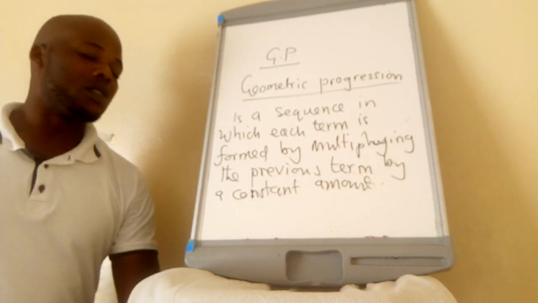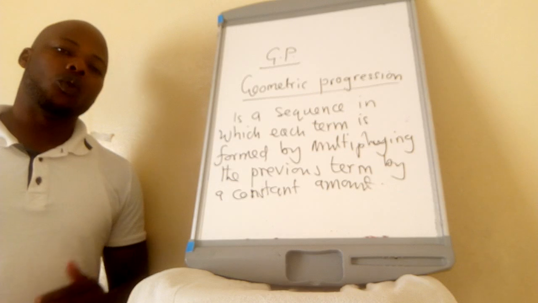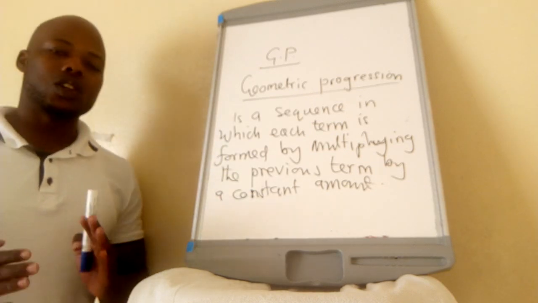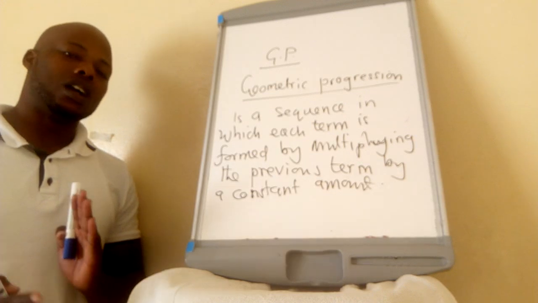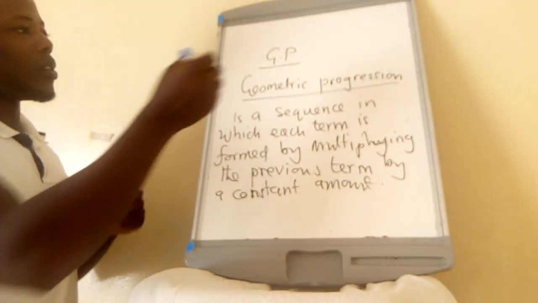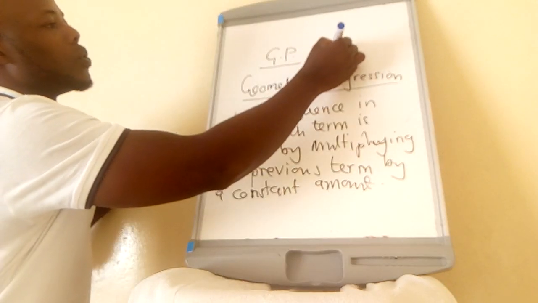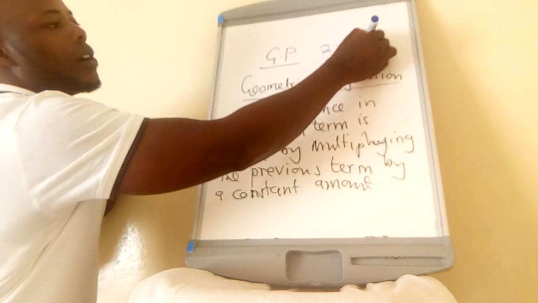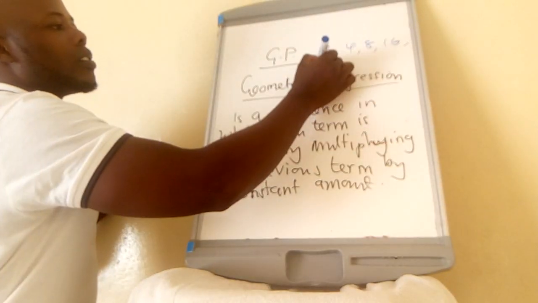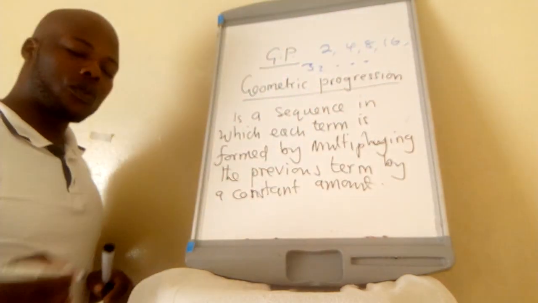So whenever you see something like this, or whenever you hear people talking about GP, geometric progression, it means there is a number which is being multiplied to form the next term. So in this case, if you have something like this, 2, 4, 8, 16, 32, and so on and so forth.